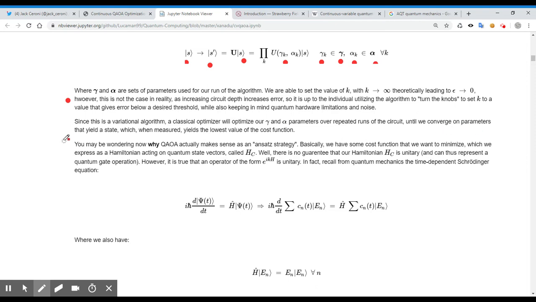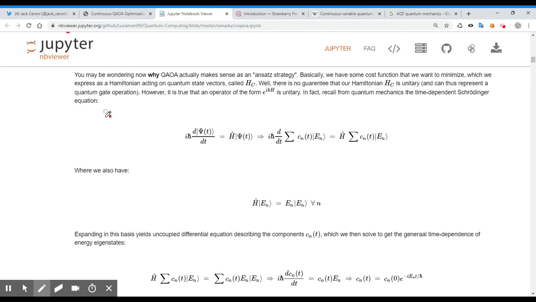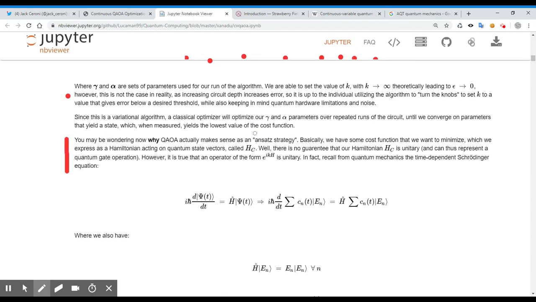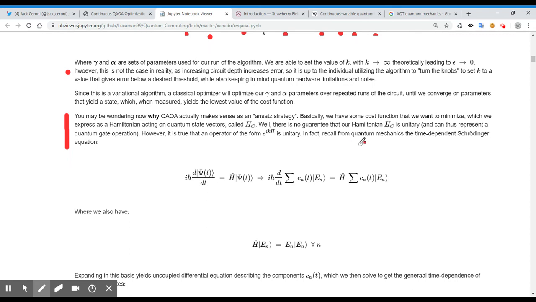Until we converge on parameters that yield a state which, when measured, yields the lowest value of the cost function. You may be wondering now why CV-QAOA actually makes sense as an ansatz strategy. Basically, we have some cost function that we want to minimize, which we express as a Hamiltonian acting on quantum state vectors, called HC.